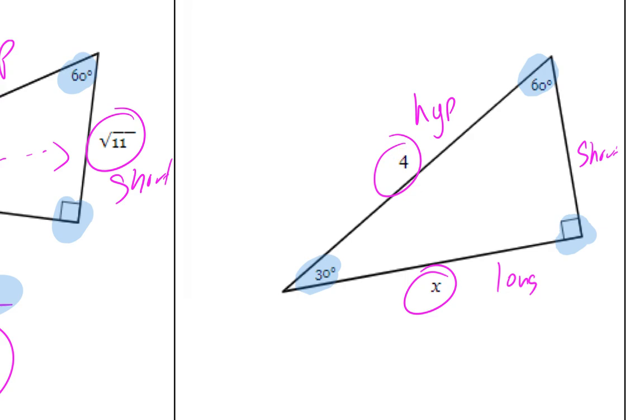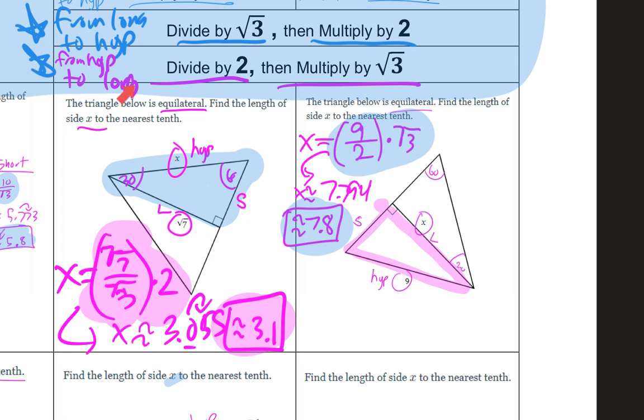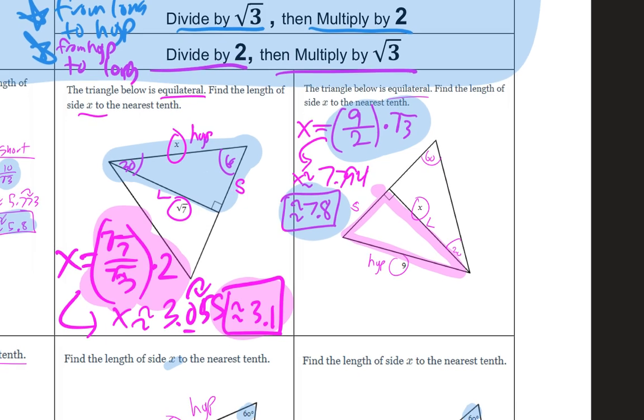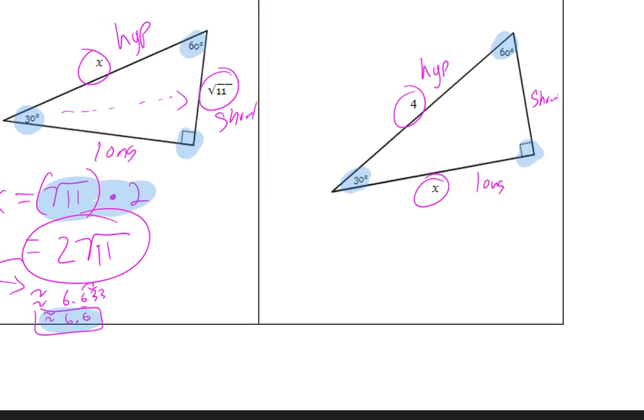Hypotenuse to the long. Let's check it out. What do we say? From hypotenuse to long, we're going to divide by 2, then multiply by the square root of 3. So x is 4 divided by 2 times the square root of 3. That's what we're going to type into our Desmos.